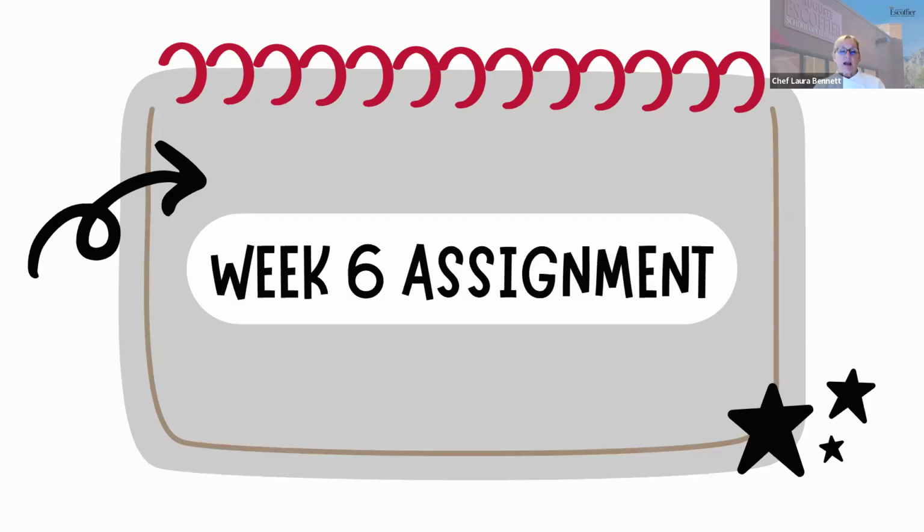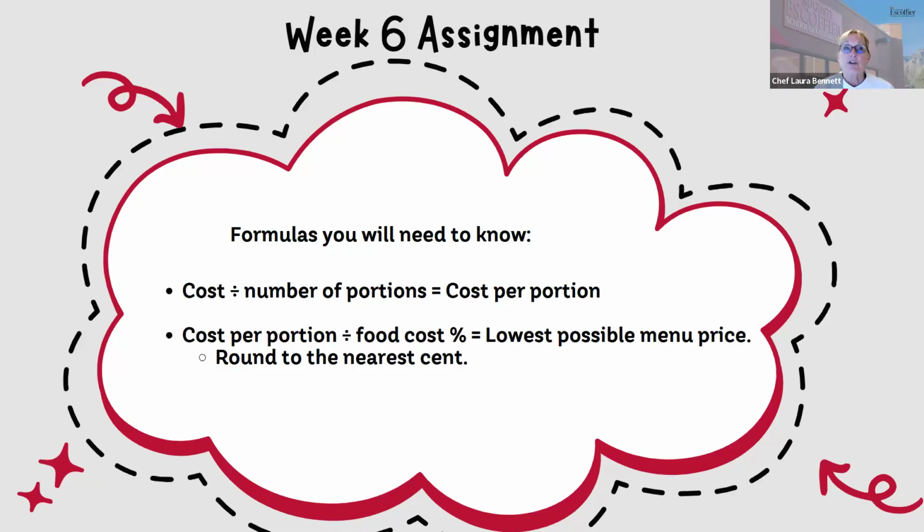All right, your week 6 assignment. Let's go over that. The formulas that you're going to need to know. Cost divided by number of portions equals your cost per portion. Cost per portion divided by food cost percentage gives you your lowest possible menu price, always rounding to the nearest cent.